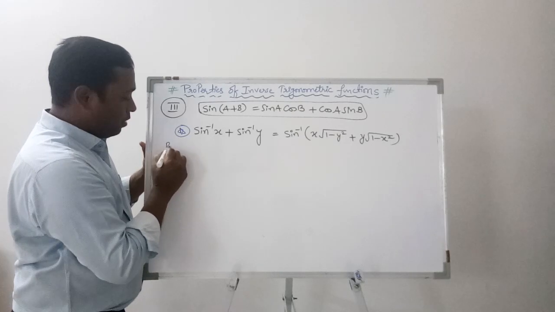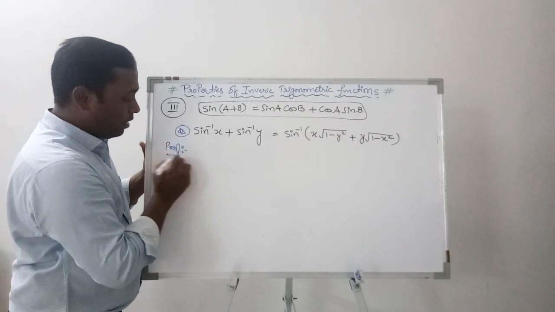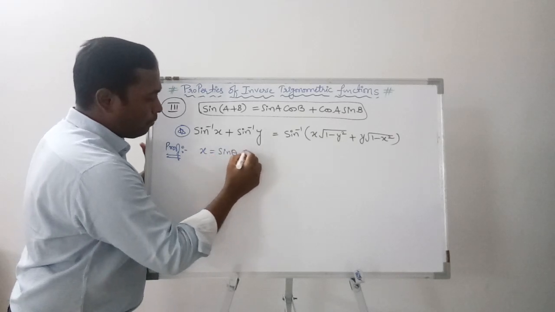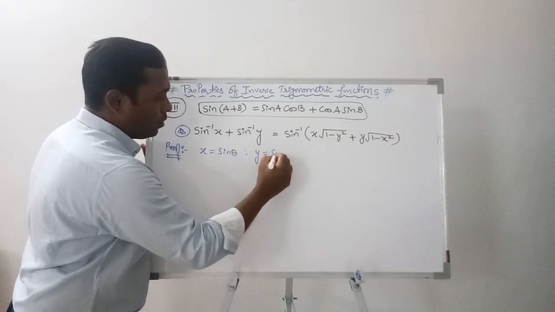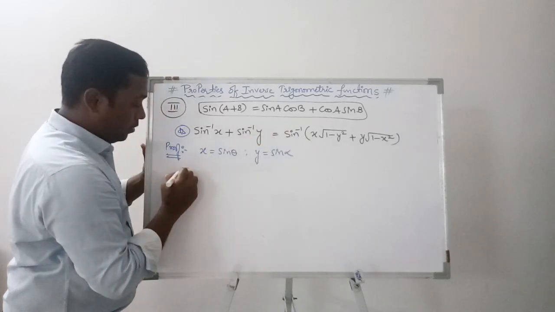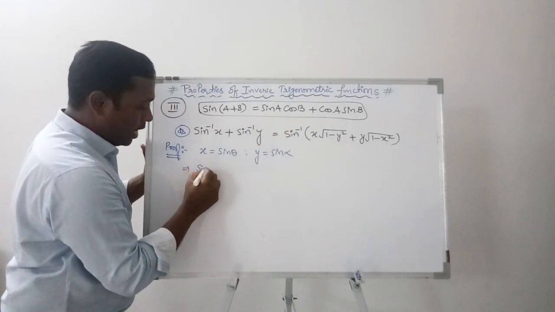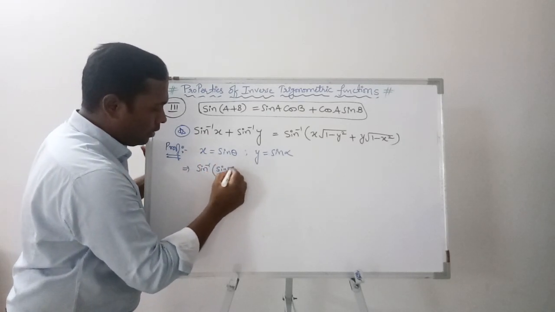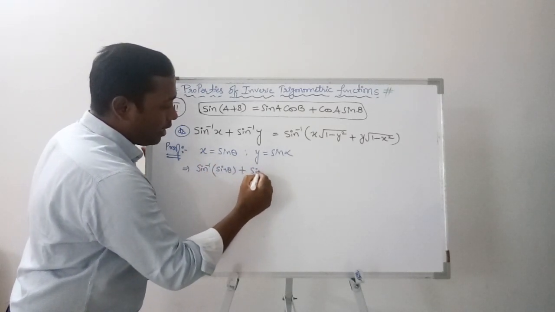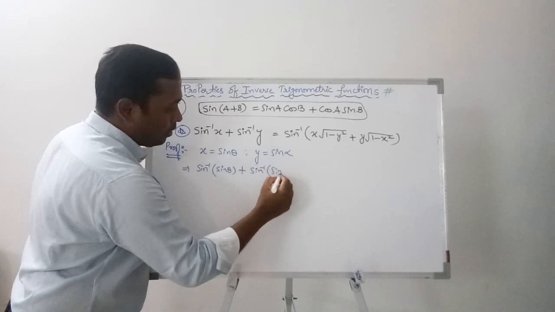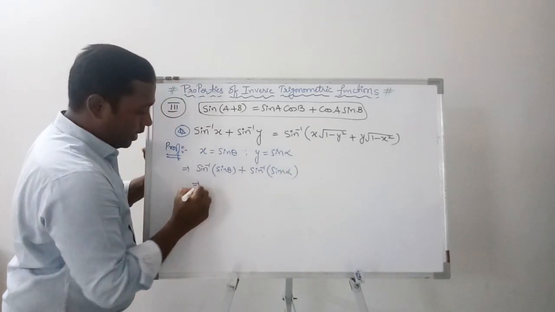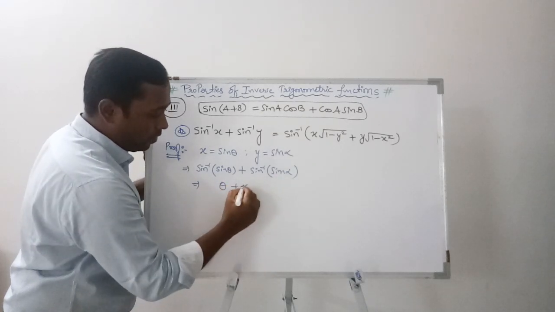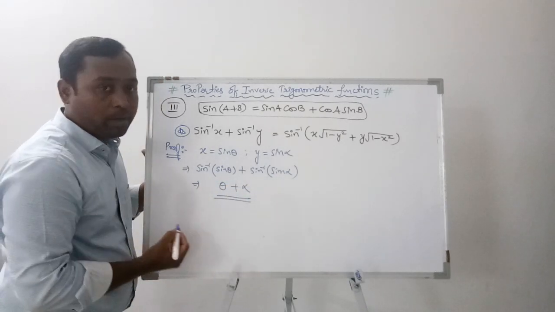So I am just discussing one proof for your reference. x is equal to sine theta and y is equal to sine alpha. So definitely what you will get then, sine inverse of left hand side I am solving, sine inverse of sine theta plus sine inverse of sine alpha. So it becomes a property, sine inverse of sine theta is theta, sine inverse of sine alpha is alpha. So this is LHS part.